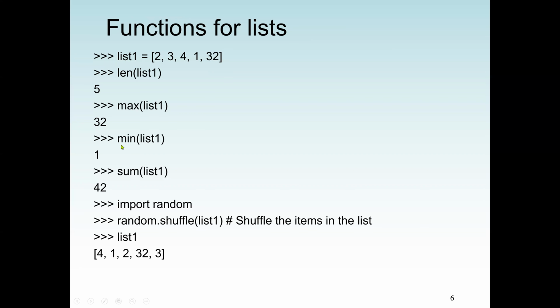Now, if I use the min with the argument of the list name list1, it's going to return the minimum value, which in this case is 1. Now, if I call the sum method with the argument of the list name list1, it is going to add all the items. So in this case, it's 42. We can see that 2 plus 3 is 5, 5 plus 4 is 9, 9 plus 1 is 10, 10 plus 32 is 42. So it returns the addition of all the elements.